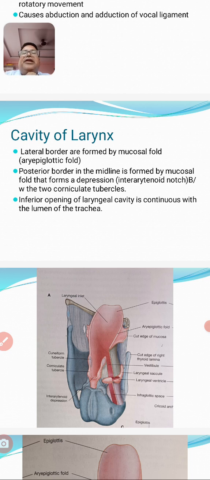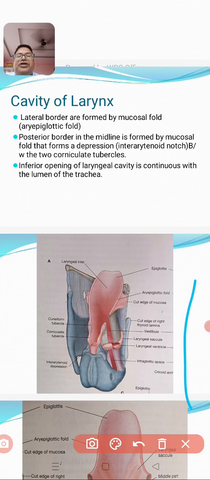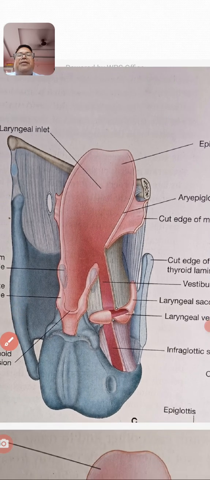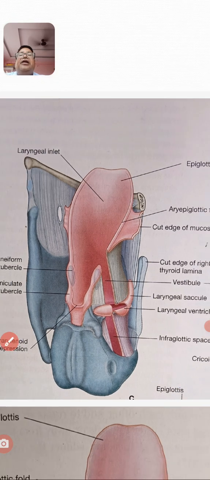Now, how is the cavity of the larynx formed? The lateral border is formed by the aryepiglottic fold. This figure shows the aryepiglottic fold. The lateral border of the laryngeal inlet is formed by the aryepiglottic fold.